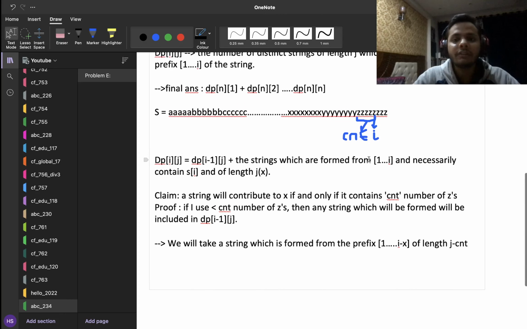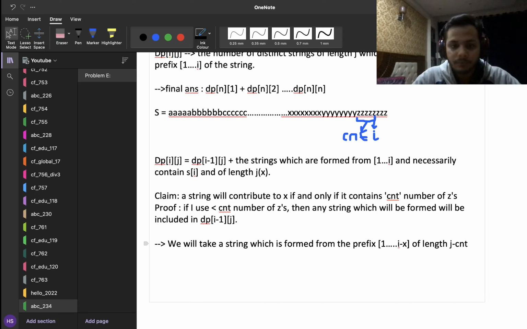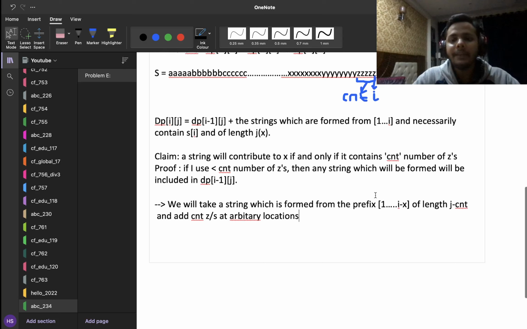This is also important because the final string that I want should be of length j, and if I am taking count number of z's, then the number of remaining characters becomes j minus count. So I will take a string from the prefix of length 1 to I minus x of length j minus count and add count z's at arbitrary locations. Right? So basically what happens is that I am taking a string of length j minus count which can be formed from the prefix of length 1 to I minus x, and the number of those strings are basically just dp of I minus x, j minus count.